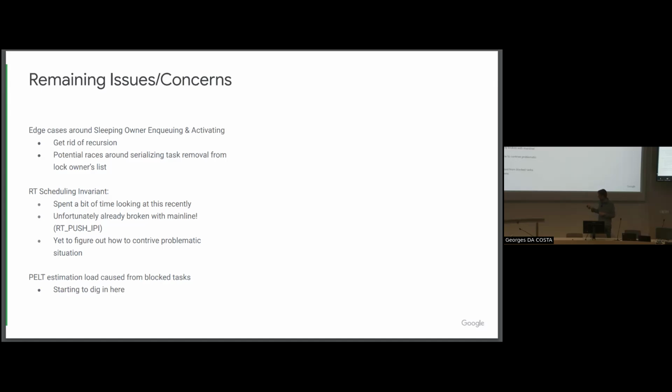The other issue that was raised last year was concerns around the PELT estimation load caused by the blocked tasks being migrated. I've started to dig in there, but I also feel like at a philosophical level, it might not be the wrong thing to have those tasks included in the PELT estimation on the run queue.